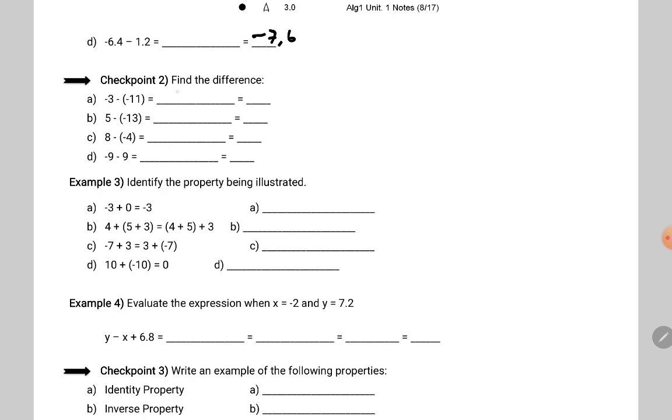3 minus negative 11 becomes 3 plus 11, which is 14. 5 plus 13 is 18. 8 minus negative 4 is the same thing as 8 plus 4, which is 12. And negative 9 minus 9, be careful. This is negative 9 plus another negative 9. So we're starting at negative 9 and going left 9. Negative 18.